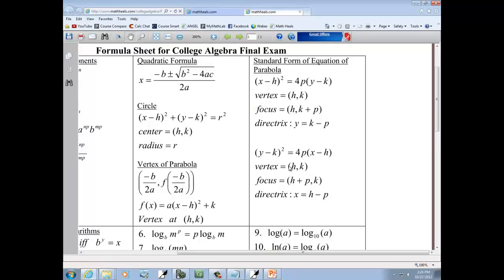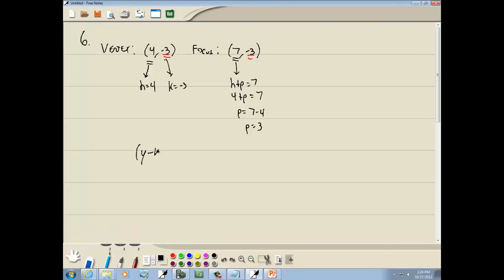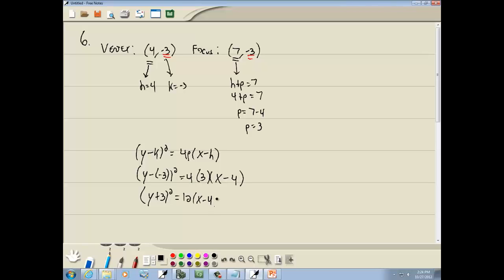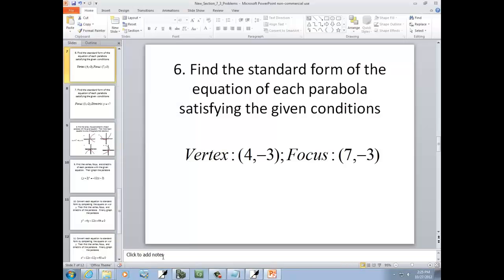And we said we're using the bottom formula. So we got y minus k squared equals 4p times x minus h. Well, we got y minus, and k was negative 3. 4 times p, p is 3. And x minus h, and we said h was 4. Do a little bit of simplifying. Minus minus becomes plus. So we got y plus 3 squared equals 4 times 3 is 12, and then x minus 4. And that's our standard form, which I think they're asking for.